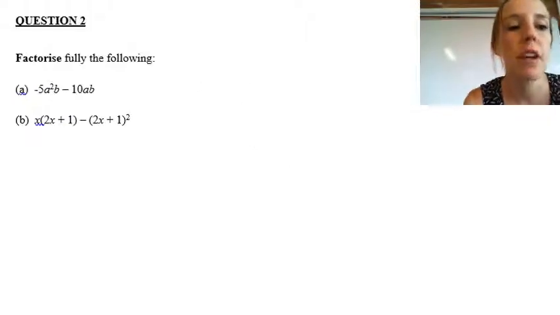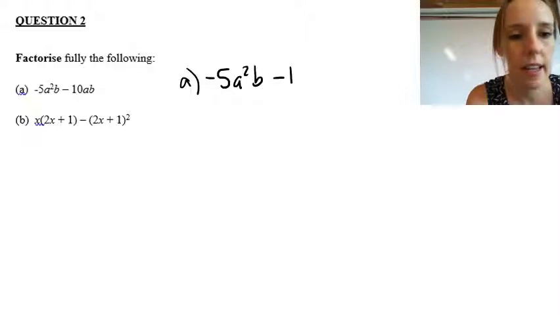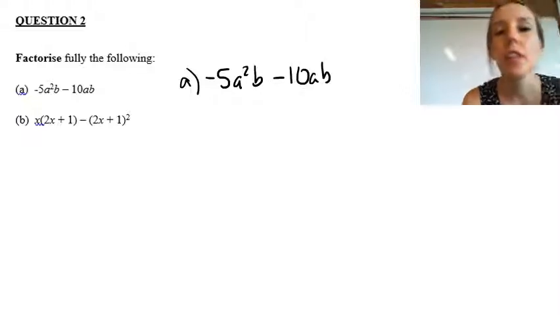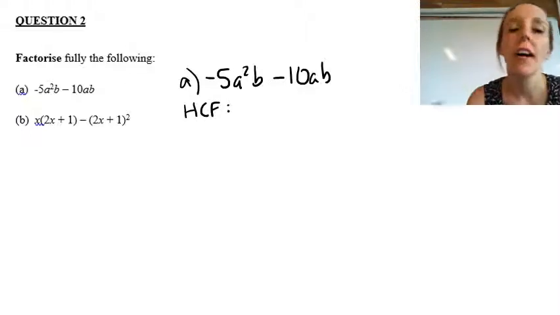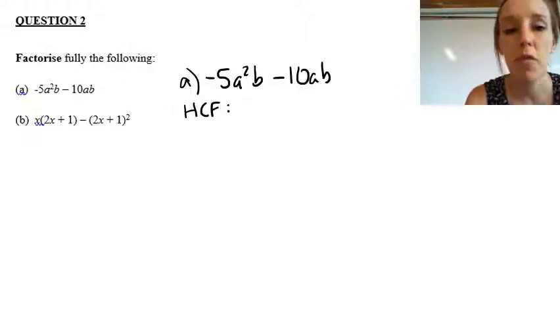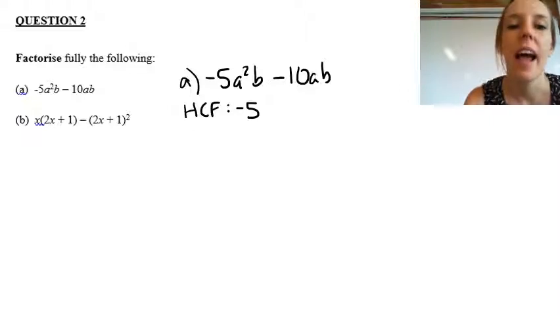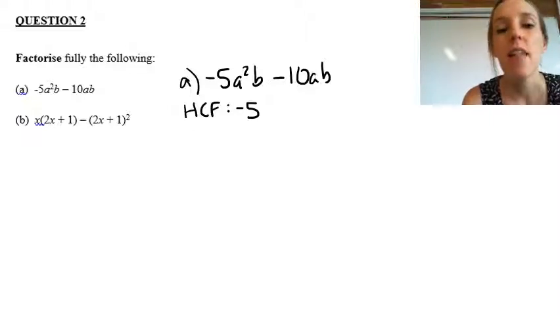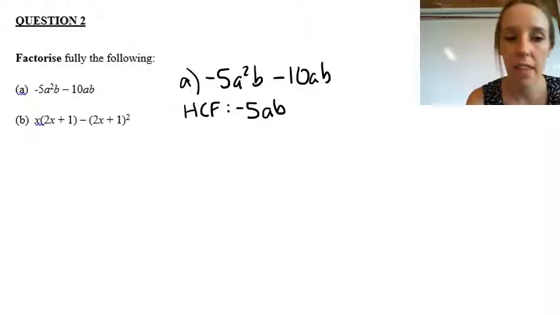Okay, question 2, factorize fully the following. Start with a, I've got -5a squared b, take 10ab. The first step to factorizing is I have to find the highest common factor of both of those terms. So I'm going to look at the numbers first. The highest common factor between the 5 and the 10 is obviously going to be 5, and I'm going to do -5 there because it's a -5 at the start. And a squared b and ab, they both have the variables a and b, so I'm going to take that out.